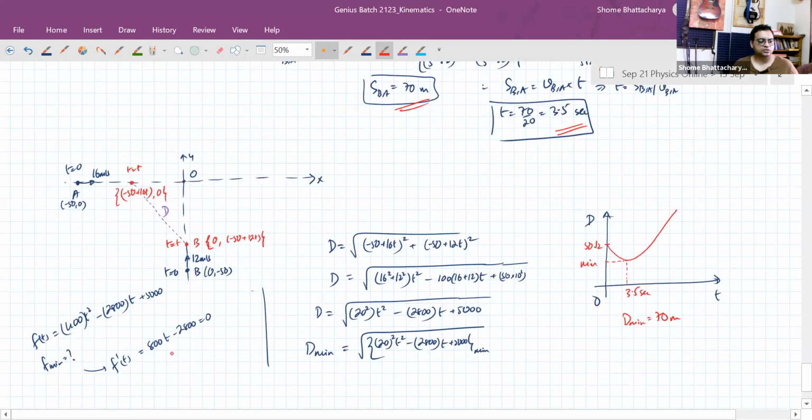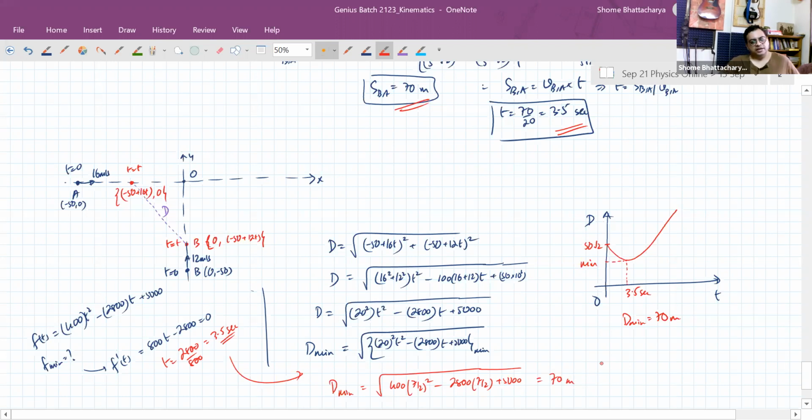Okay, so F prime is this, 0 means that here T is 3.5 seconds, and therefore this D minimum will work out to be 400 into (7 by 2) squared, minus 2800 into 7 by 2, plus 5000. So when we work this out, this should come out to be 70. It will come out now, I think, because we got the time correct.